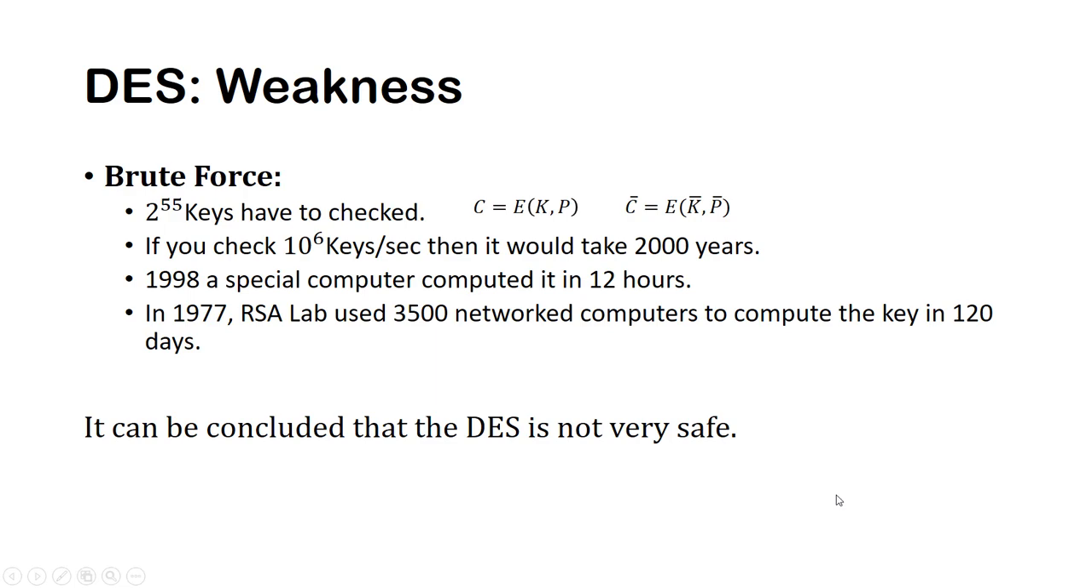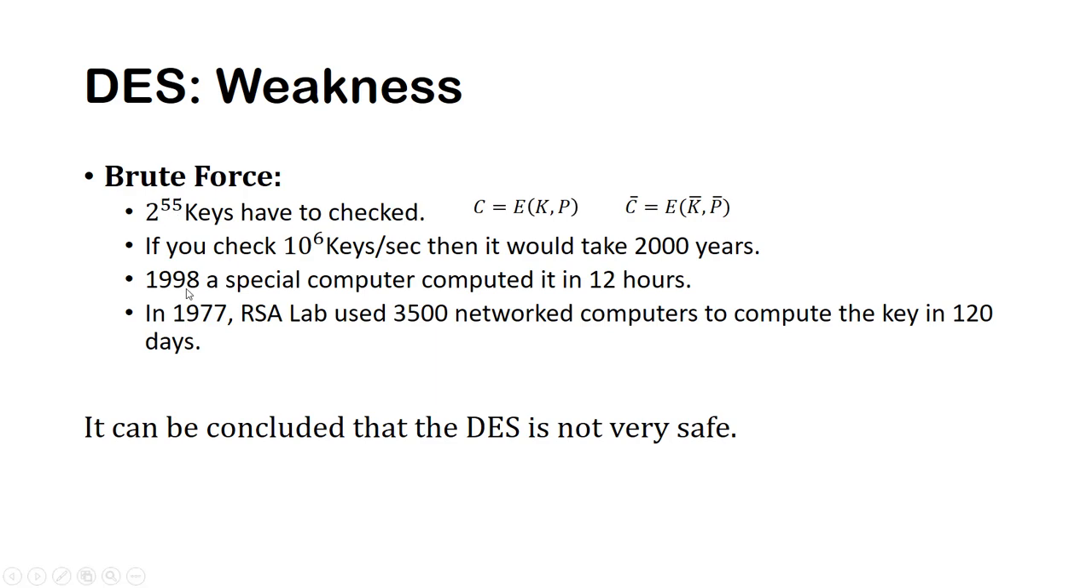And one more thing, why do we use 2 raised to the power 55 keys is that if I'm calculating the ciphertext, the formula is encryption with the key and P. The complement of the ciphertext, since these are bits, means that 1 is converted to 0 and 0 is converted back to 1. So the complement of ciphertext is equal to the encryption of the complement of key and the complement of P. Therefore, if you are performing the brute force on half of the domain, the remaining half can be calculated automatically. Therefore, this is 2 raised to the power 55 keys.